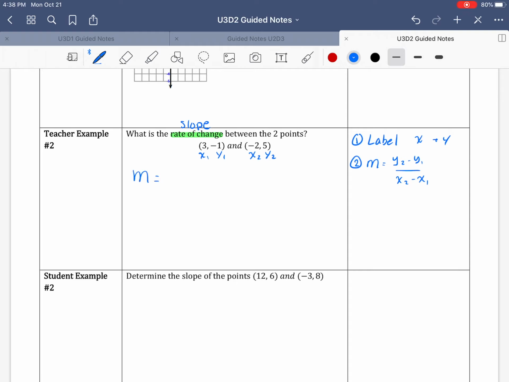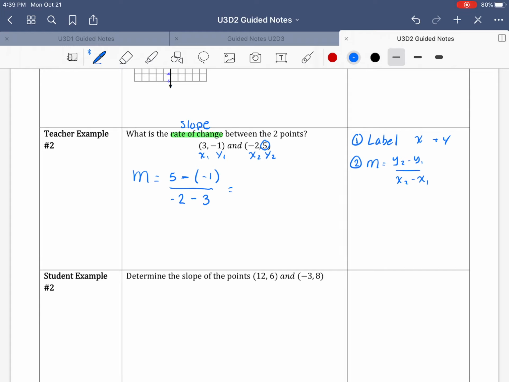So right here, M equals, what is my Y2 value? Well, Y2, right here, 5. Minus, what is my Y1? Now here I see Y1 is a -1, but I already put my minus here, so in parentheses, -1. Now my X2 is -2, and my X1 minus a +3.